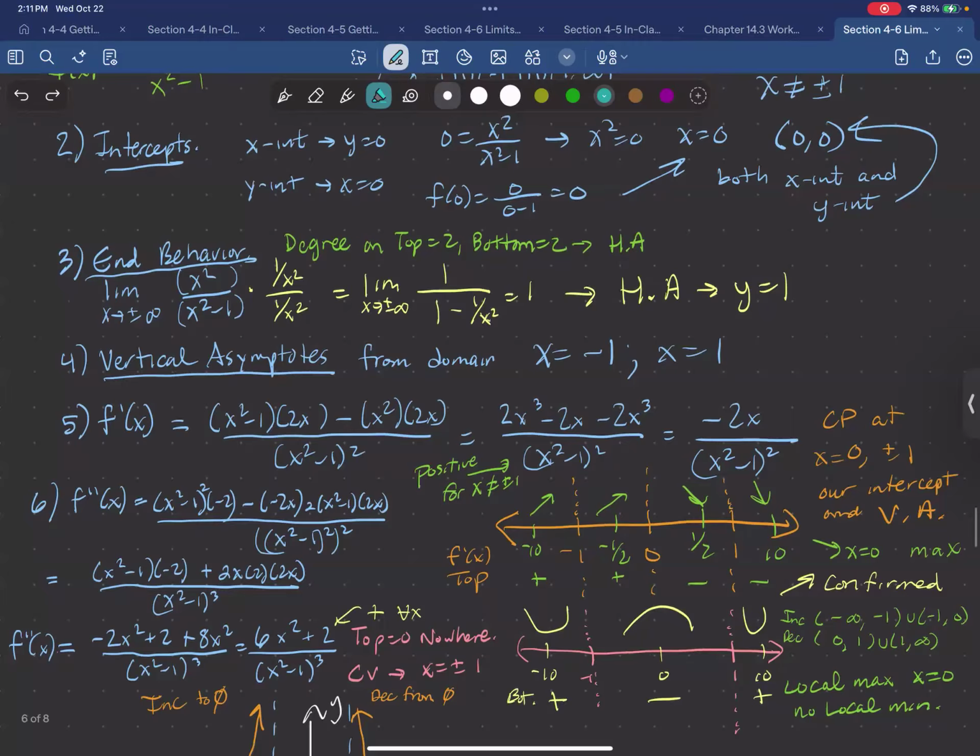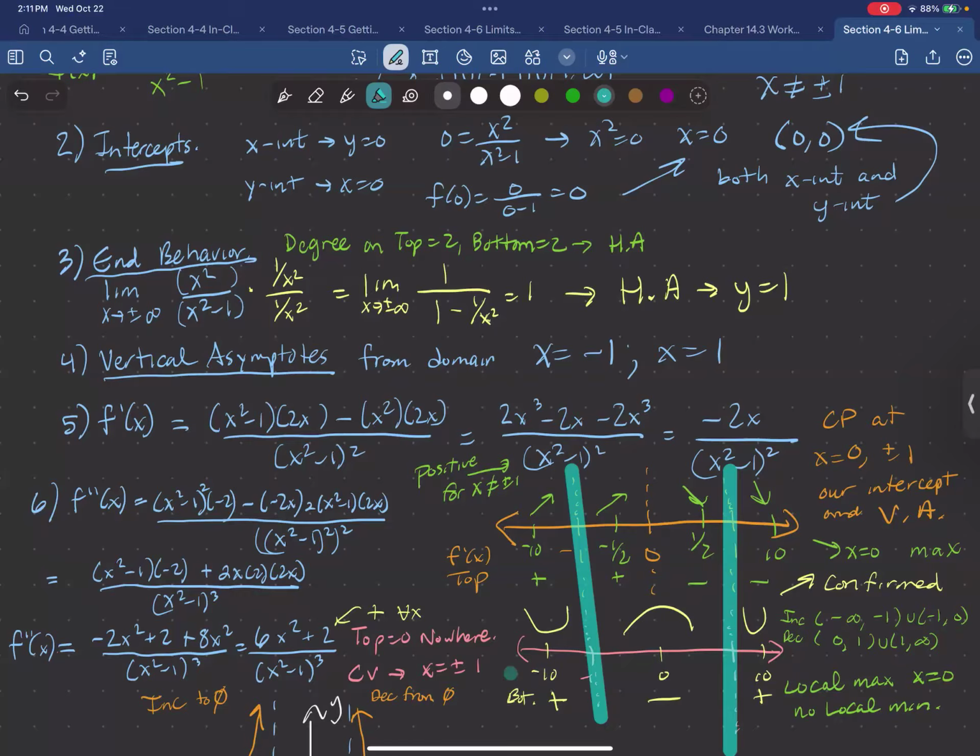The top is positive for all x. Remember, the upside down A is for all. So the top is always positive. When we're checking concavity, we only really have to check the bottom. It is giving us critical values at plus or minus 1. Notice how I lined it up underneath my other one so I could take a look at what's going on there.